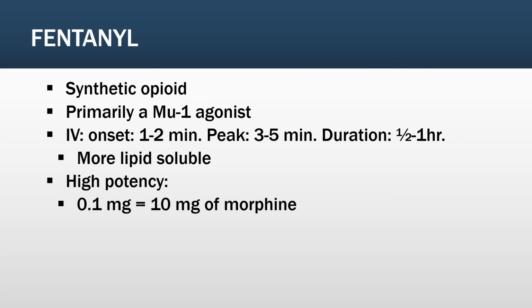Fentanyl is another commonly used analgesic in the ICU. It's a synthetic opioid which primarily stimulates the mu receptors. It is very fast acting and very potent, so its onset is 1 to 2 minutes with a peak action within 3 to 5 minutes. And the duration of action is about half an hour to an hour. And 0.1 milligrams or 100 mics of fentanyl is equivalent to 10 milligrams of morphine.